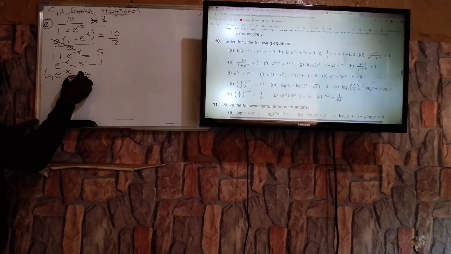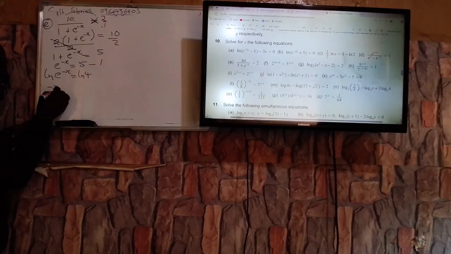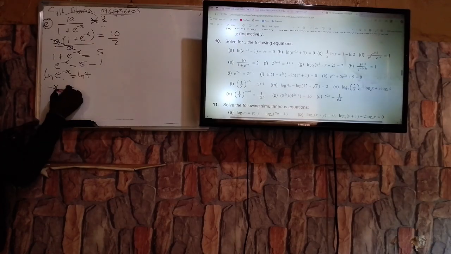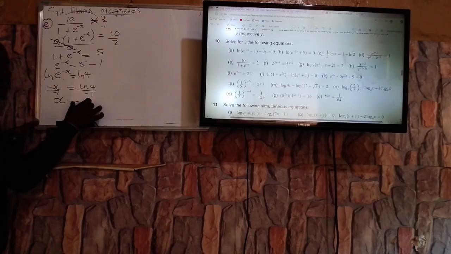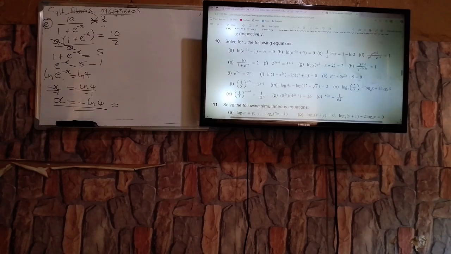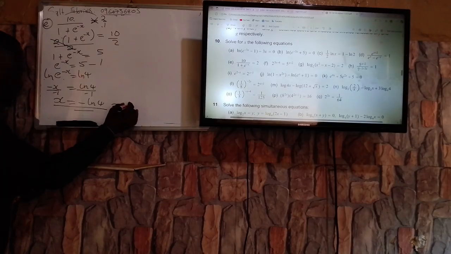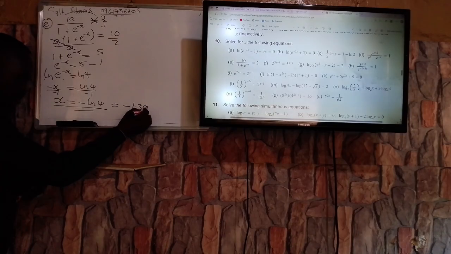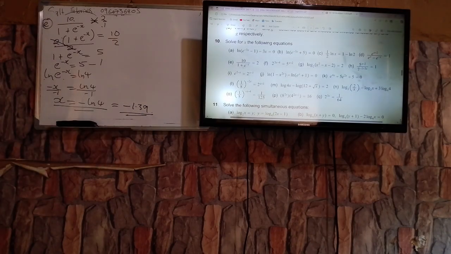Natural log this side, natural log this side. Negative x drops down. Natural log of e is 1, is equal to the natural log of 4 over negative 1. And the value of x is equal to the negative of the natural log of 4. And you can find what is the natural log of 4. So the natural log of 4 is basically 1.39, so the negative of 1.39 as our final solution. We are okay?